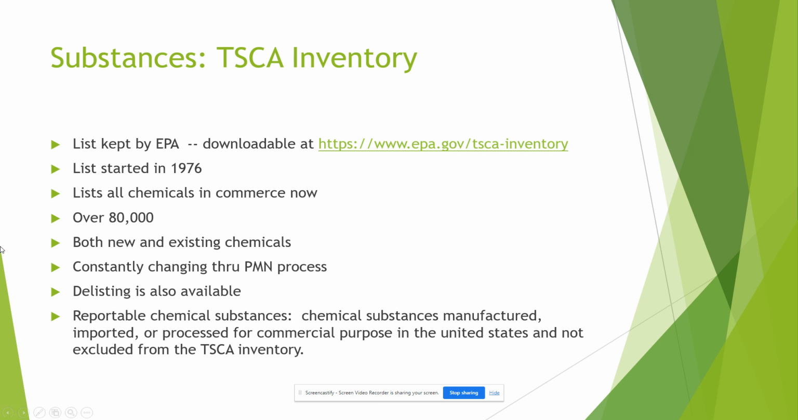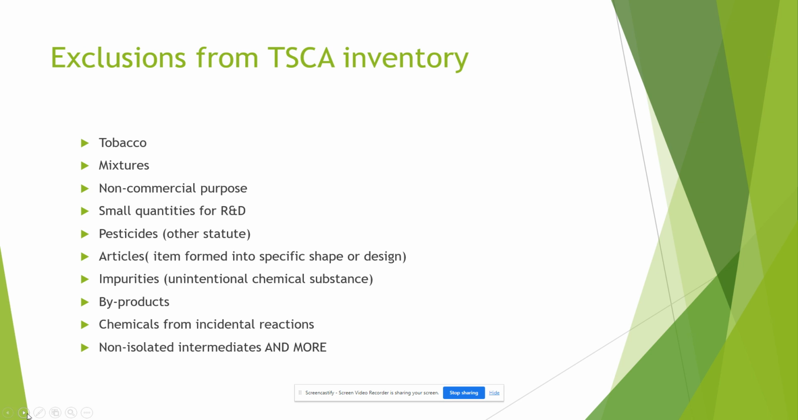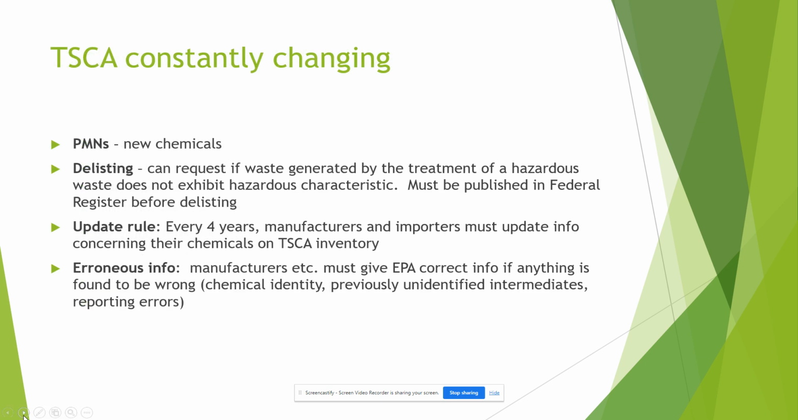So anything, right? Anything, chemical substances manufactured, imported, or processed for commercial purposes in the U.S. that is for some reason not excluded from the TSCA inventory. Okay, so here's a list of exclusions like mixtures, tobaccos, itty bitty quantities that you're not manufacturing for commercial use. You're just using it for research and development. Pesticides are excluded from the TSCA inventory because they are controlled by FIFRA. So some other ones, some technical stuff. Okay.